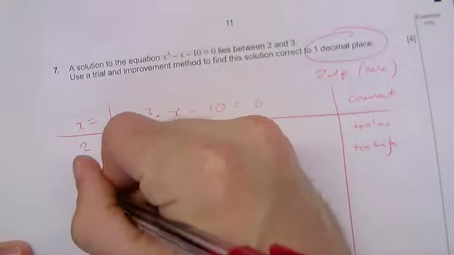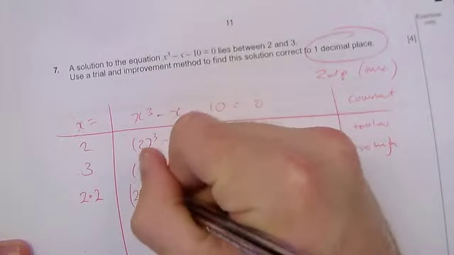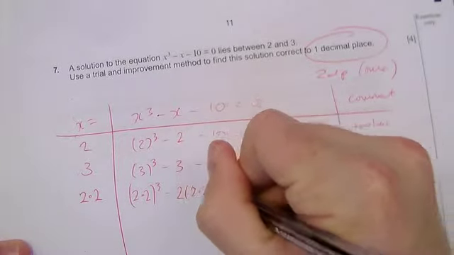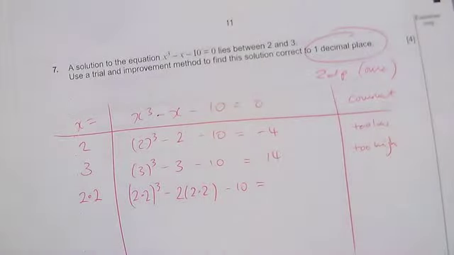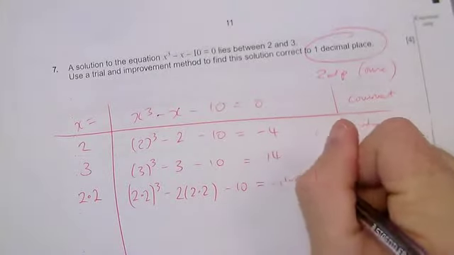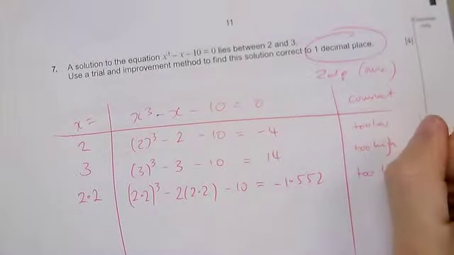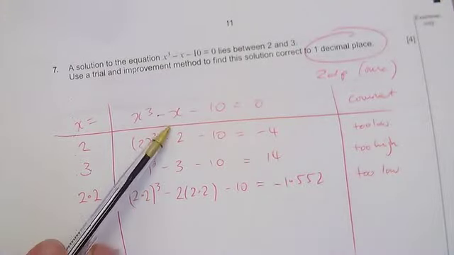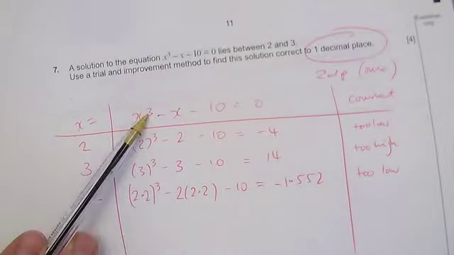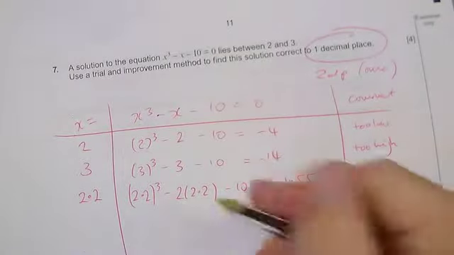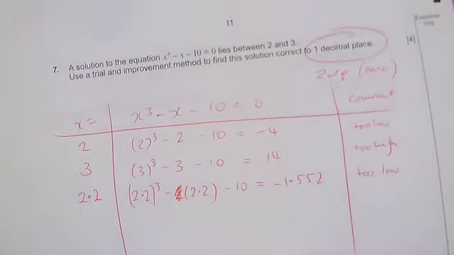Okay, so 2.2, I can't do this one in my head. Can you help me out? 2.2 cubed minus 2 lots of 2.2 minus 10. Don't all help at once, whatever you do. Minus 1.552. Why have you done minus 2 times 2.2? I'm just changing the x to open brackets and then 2.2 cubed. Ah, I got overexcited. Okay, so there's no need to do minus 2 there.